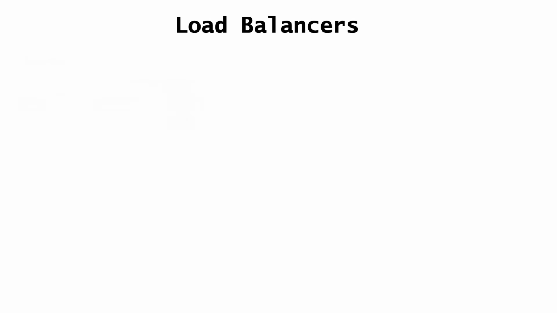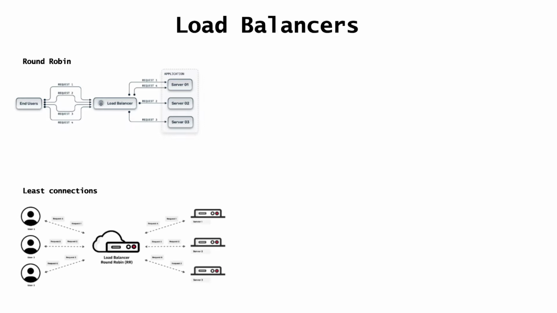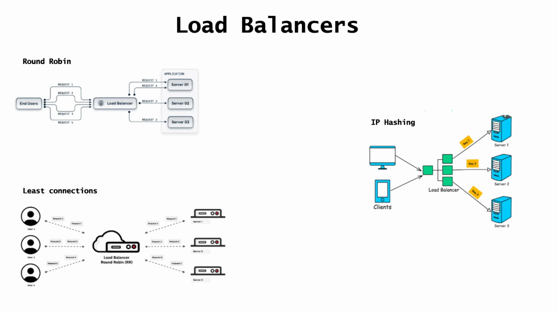Round robin sends each new request to the next server in a rotating order. Least connections picks the server that's currently handling the fewest active requests. IP hashing sends requests from the same user to the same server based on their IP address. These strategies help distribute load evenly, prevent overloads, and ensure that every user gets a fast and stable experience.